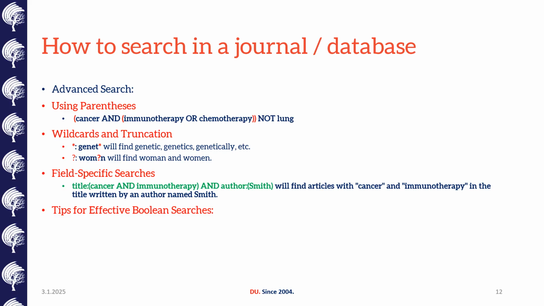Finally, here are some tips for searching in databases more effectively. Start simple. Begin with simple searches and gradually add complexity. Check database help guides. Each database might have specific syntax or additional operators. Use filters. Utilize filters for publication date, document type, and more to refine your results.